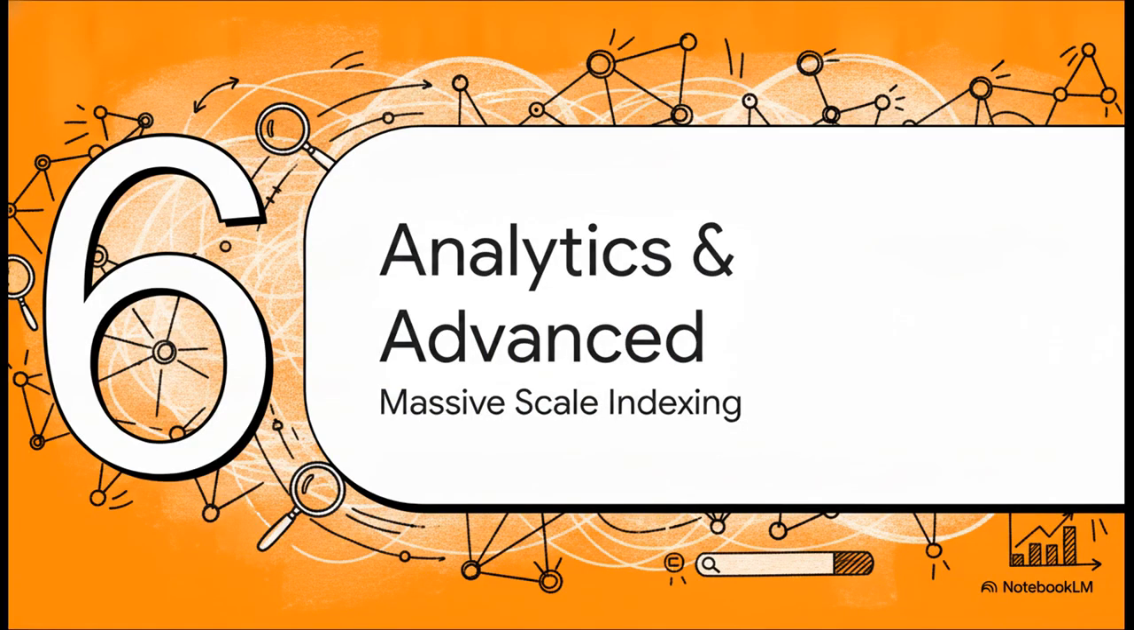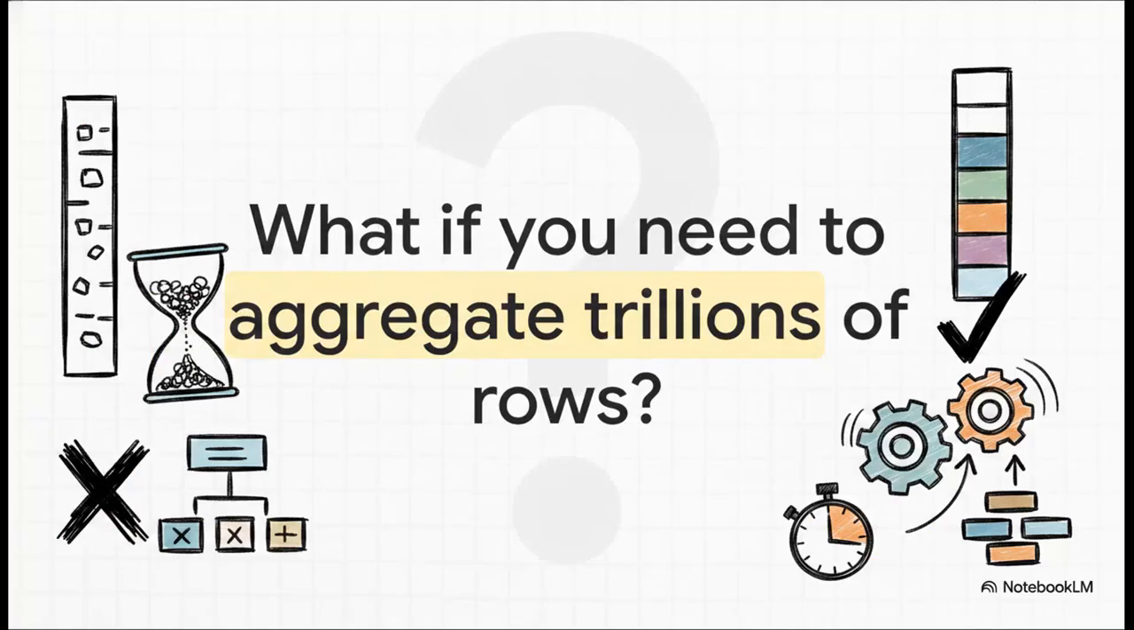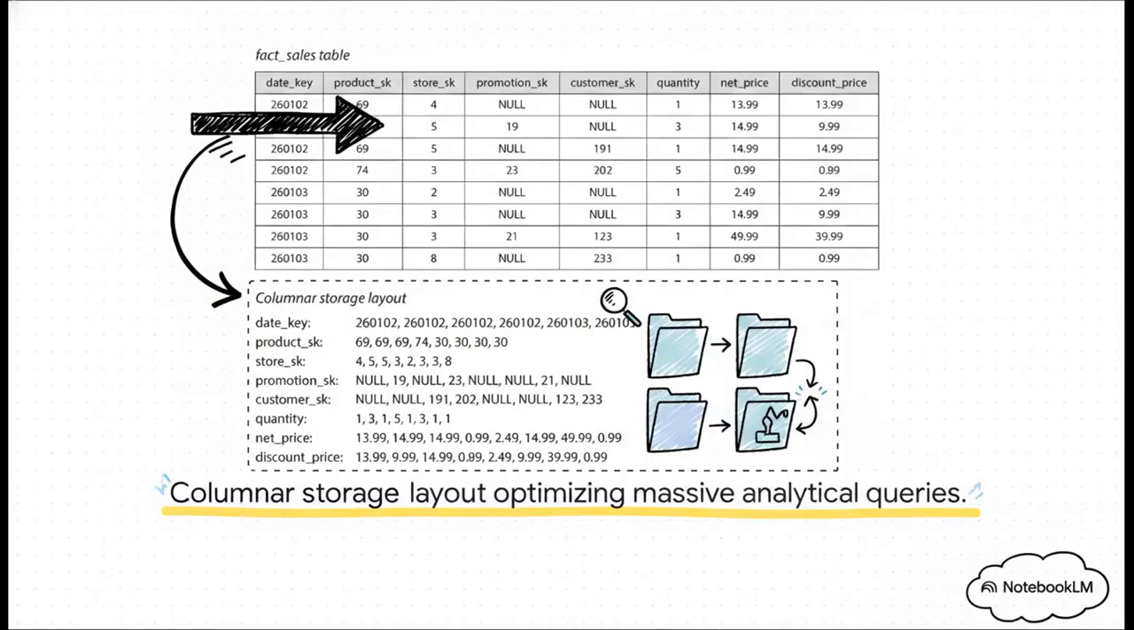Let's completely shift gears now and leave the operational OLTP world behind. Section 6. Analytics and Advanced Indexing. Think about this. What if you were tasked with a business intelligence query? Say, calculating the average net price of a specific product sold over the last 10 years across a petabyte of data. A standard row-oriented B tree will grind to an absolute halt. It would have to drag entire rows into memory, with all their 100 columns, just to read the 2 columns you actually care about. The elegant solution to this massive bottleneck is column-oriented storage.